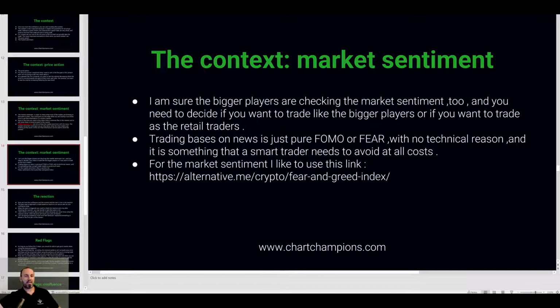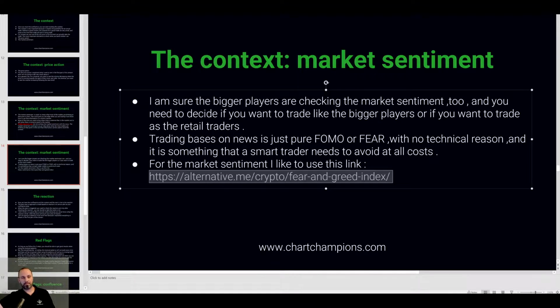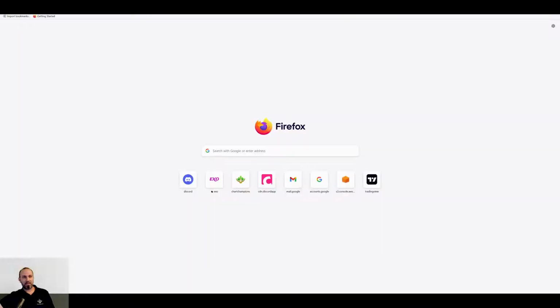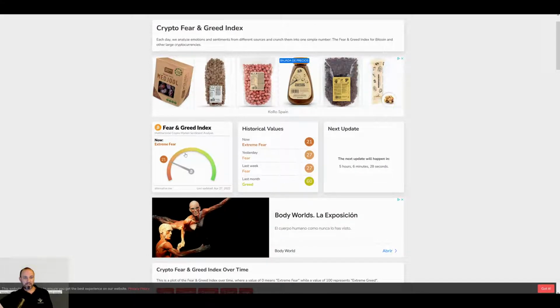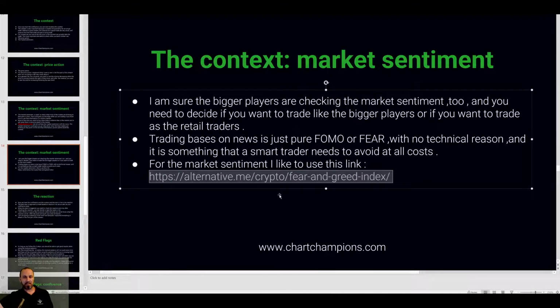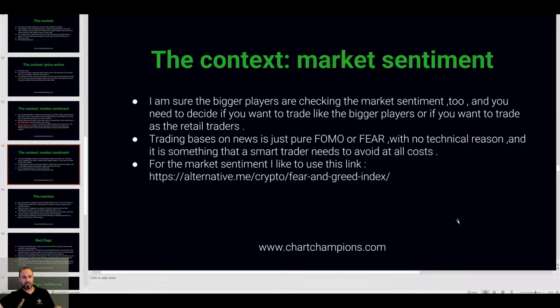For the market sentiment, actually I use this website. Most of you are aware of this website, but just to show you how it looks like. So it is this one. I like to use this one, especially when I'm looking for a high time frame trade, for a swing trade. This gives me some information about what the retailers are thinking, and I'm pretty sure even the bigger players are watching this. But this is not trading based on news.